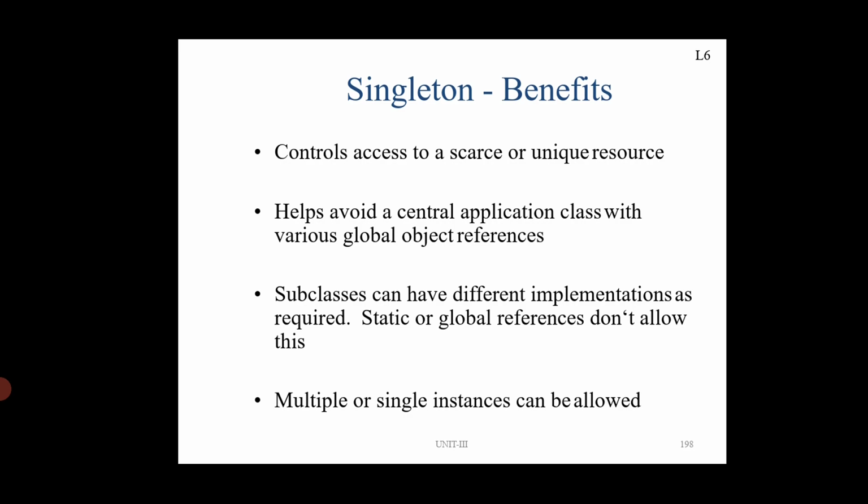Coming to one more key point here: it helps to avoid a central application class with various global object references. There are various global object references, but we need to avoid a central application class with them. The key point of the second consequence is a reduced namespace.